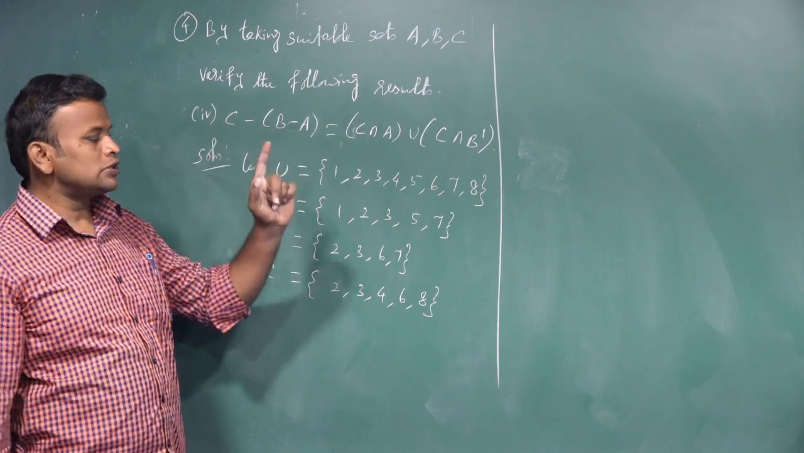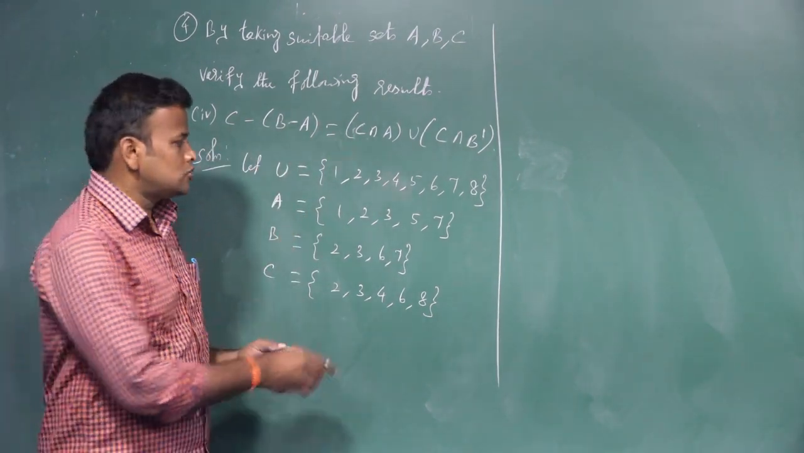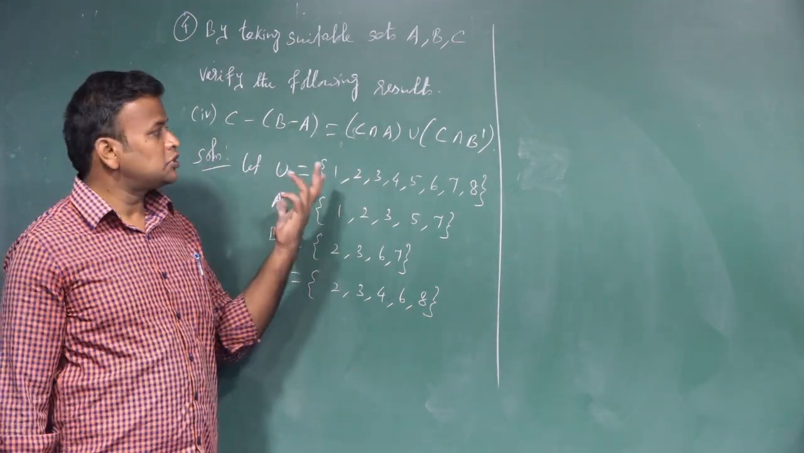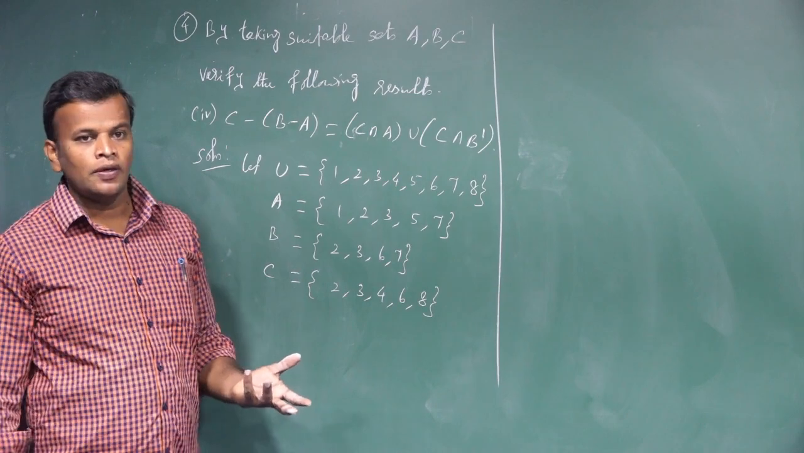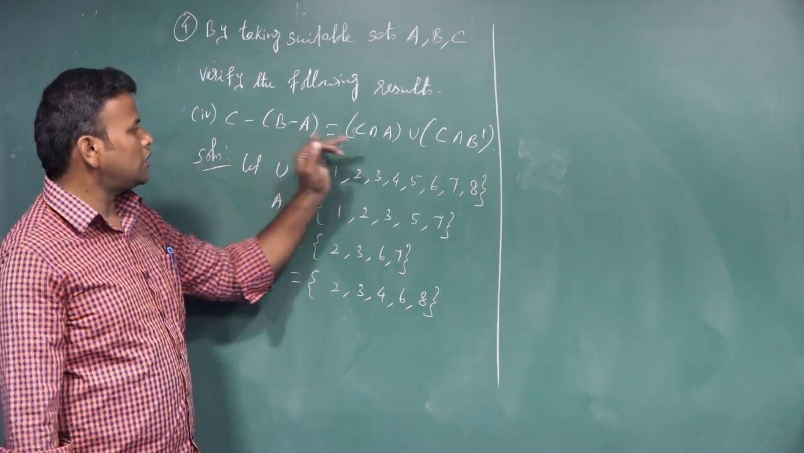But we may find some differences, and the empty set is also possible. I avoid the empty set, so I will take these elements. But the empty set is also possible. The empty set means there are no elements. Okay, using these values of A, B, C and U, now we verify this one.